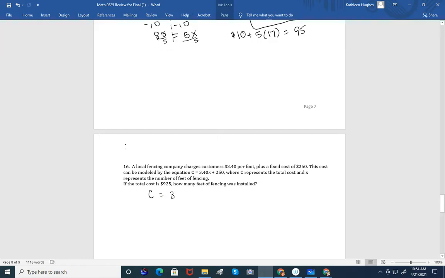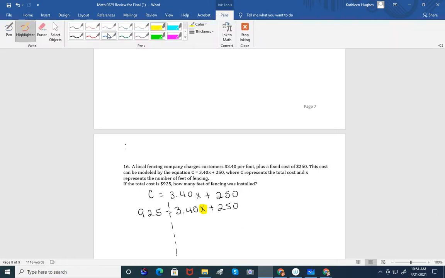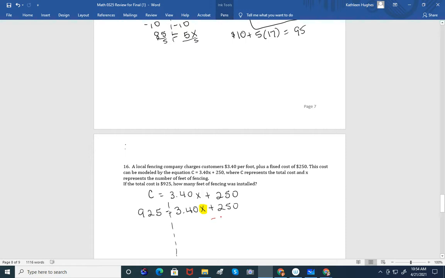C equals 3.40 times X plus this $250 of fixed cost. And they're telling us the cost in this example is $925. So after we subtract the $250, which if we're using our method, that's the logical thing to do. We're trying to get this X right here all by itself. So in order to do that, I want to subtract off 250, minus 250. That's that fixed cost.